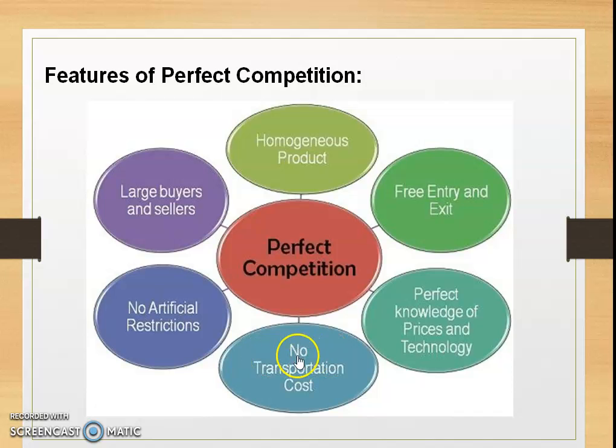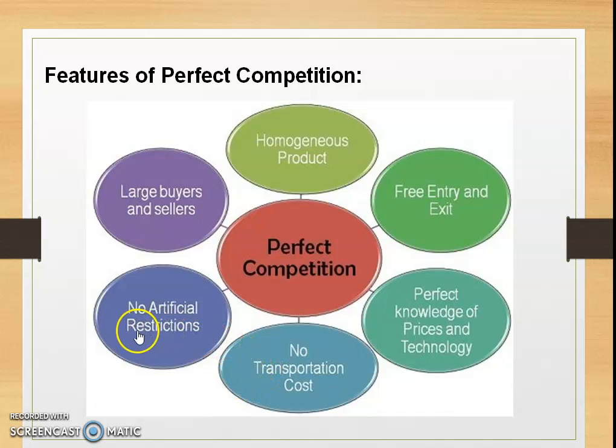Okay, let's see, no transportation cost. Which means there is an absence of transportation cost incurred in carrying the goods from one market to another. This is an essential condition of perfect competition, since the homogeneous product should have the same price across the market, and if the transportation cost is added to it, then naturally the prices may differ, isn't it? So no transportation cost as far as perfect competition is concerned, right?